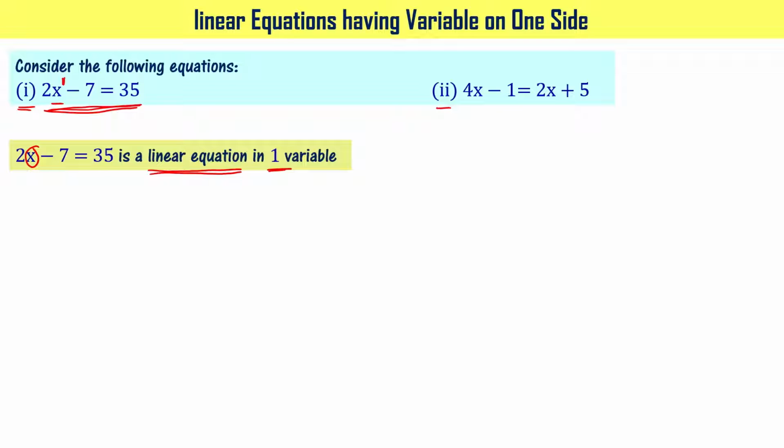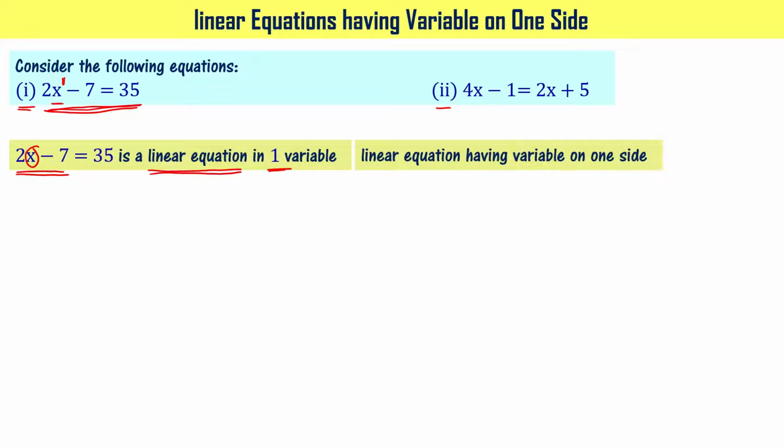Got it? Another point you have to note here is that x is there only on the left hand side of the equation, right? For that reason, we say that it is a linear equation having variable on one side. Now you understood what it means by a linear equation having variable on one side.